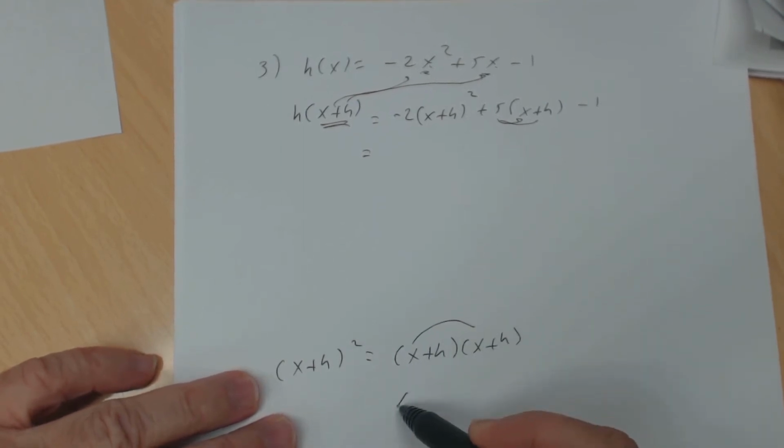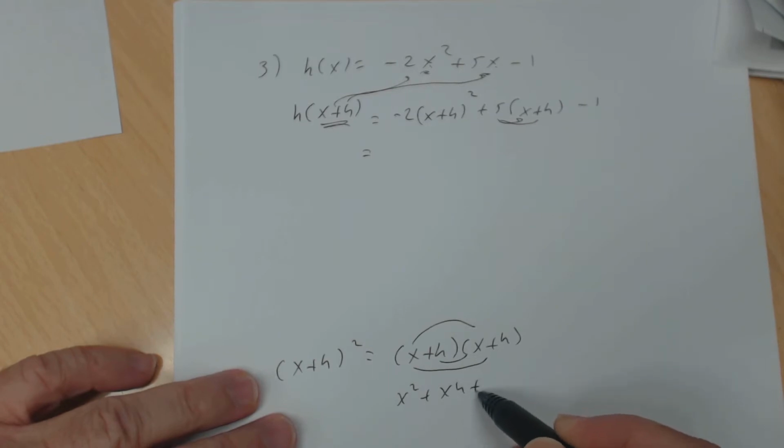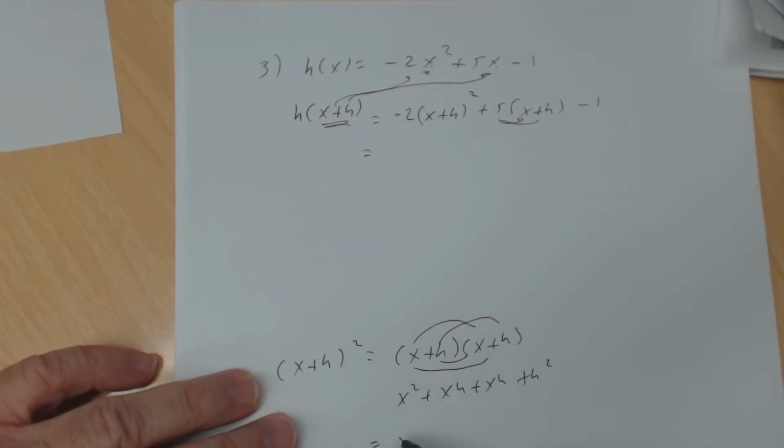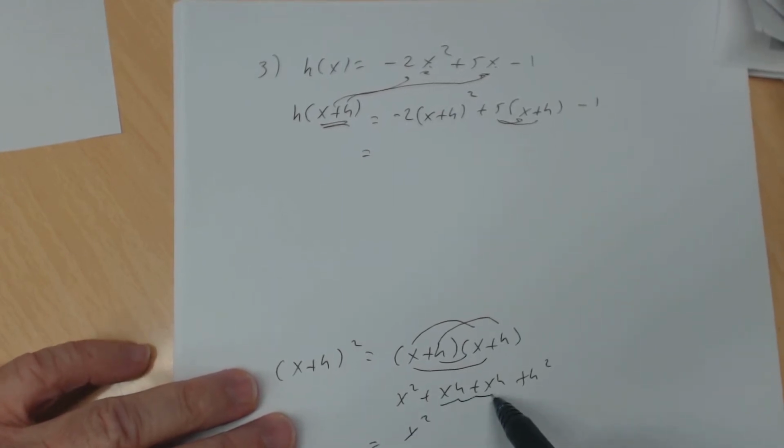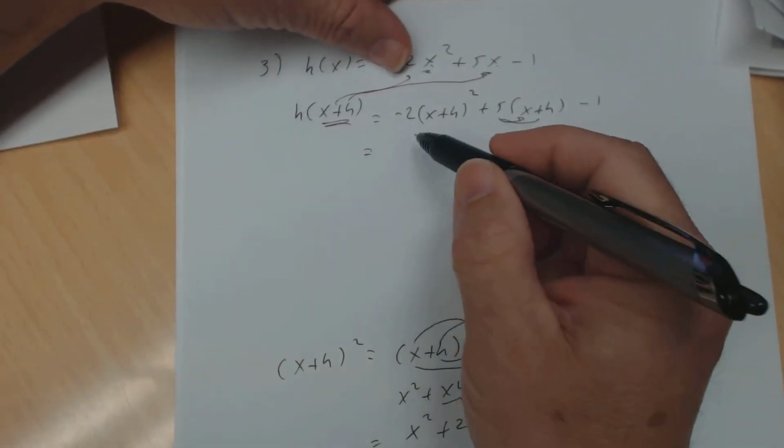So x times x is x squared. The outer is xh. The inner is also xh. And the last is h times h, which is h squared. Combine like terms, I get x squared. There are 2 of these, so 2xh, and then plus h squared. So that's this right here. All right, but be careful.